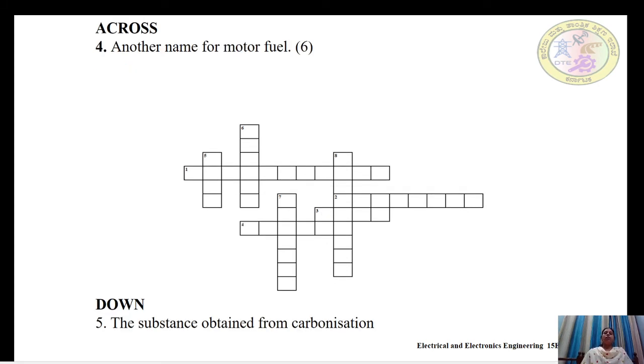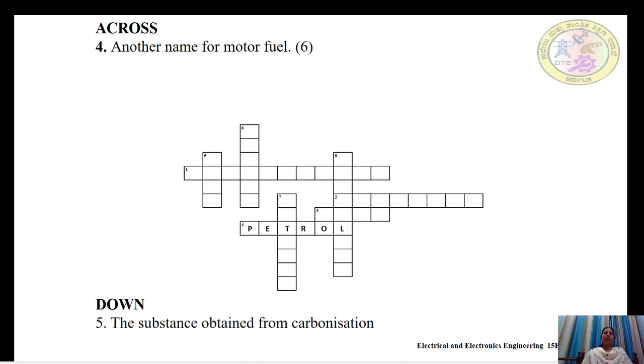Across, another question which is very easy. Another name for motor fuel. So already we are doing the crosswords on fuels, that is petrol and diesel, oil refineries. The other name for the motor fuel will be very easy to guess, that is nothing but petrol. We have done with the across words.